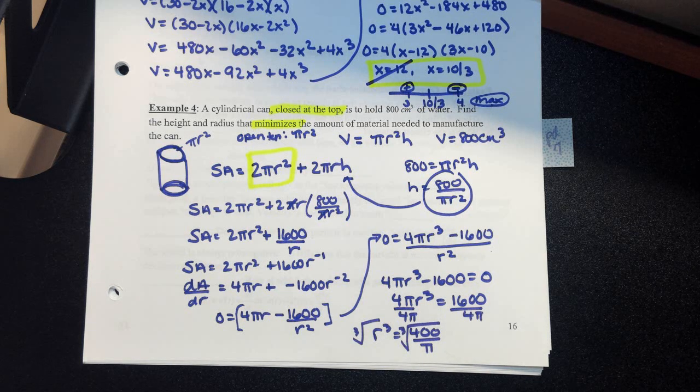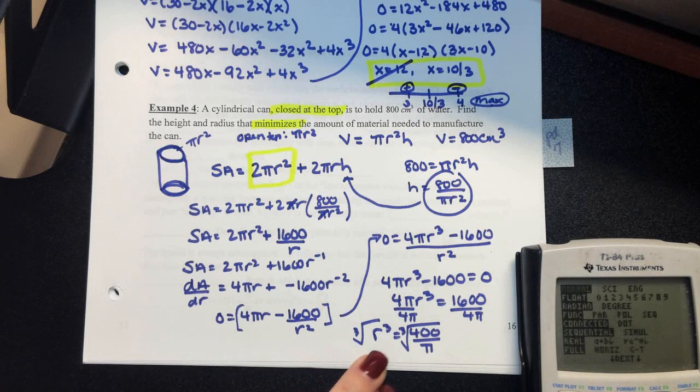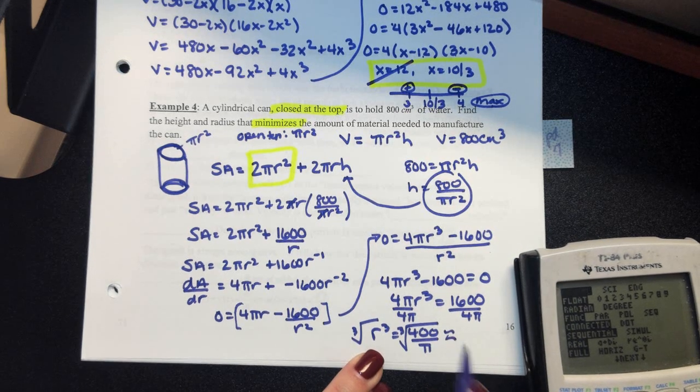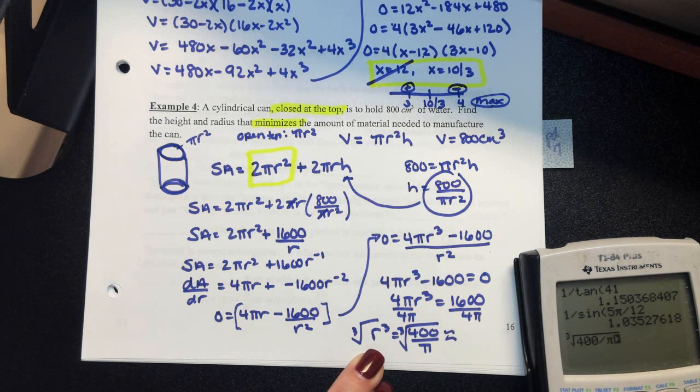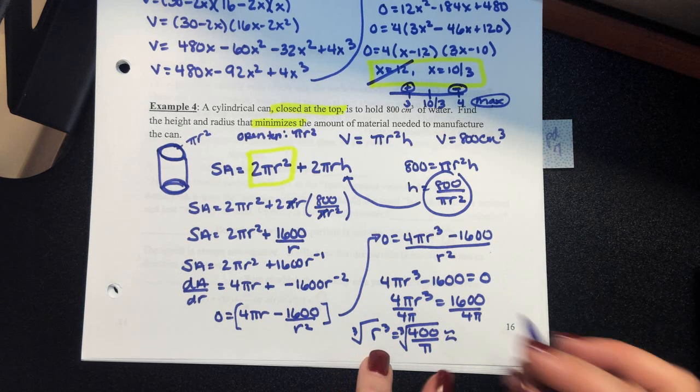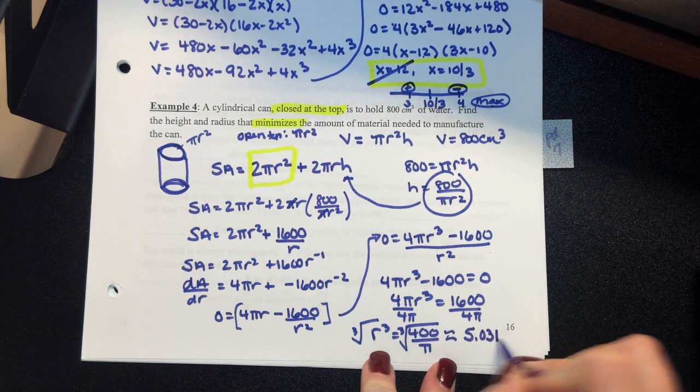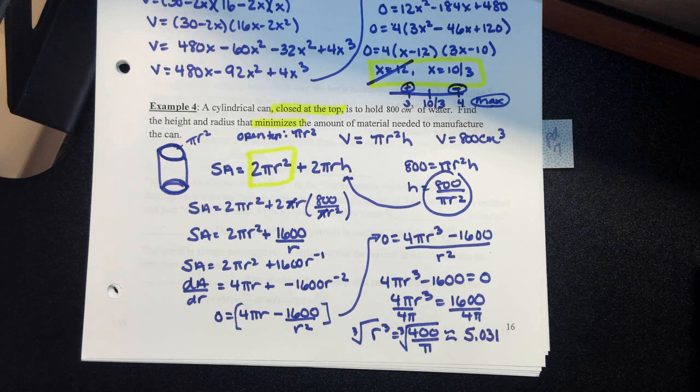Where's my calculator? Obviously, knowing where 400 over pi is on the number line, I wouldn't expect you to know off the top of my head. So again, let's figure out what this decimal equivalent is going to be. So this is going to be approximately equal to the cube root of 400 divided by pi, which is about 5.031. So any questions on that particular problem?